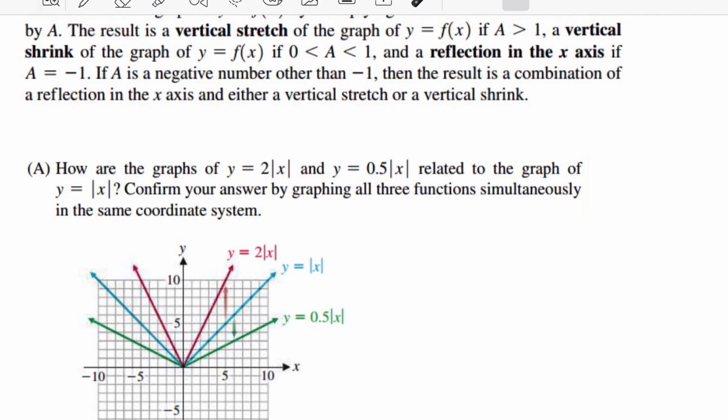Okay, so we're just trying to plug in values for x and see how that helps us visualize how the graph is being transformed. So this was a vertical stretch. So we have our absolute value of x and we're kind of stretching it vertically this way for our red graph. And then we are kind of shrinking it vertically, this arrow here, for our green graph.